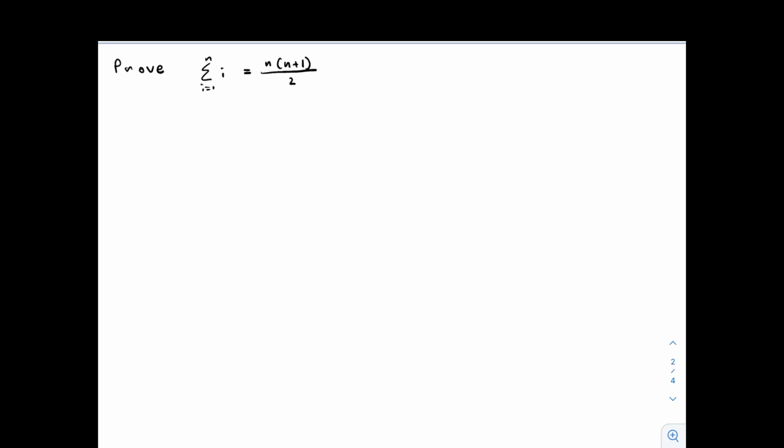How might you prove a statement like the sum of all the numbers from 1 to n is given to you by the formula n times n plus 1 over 2?